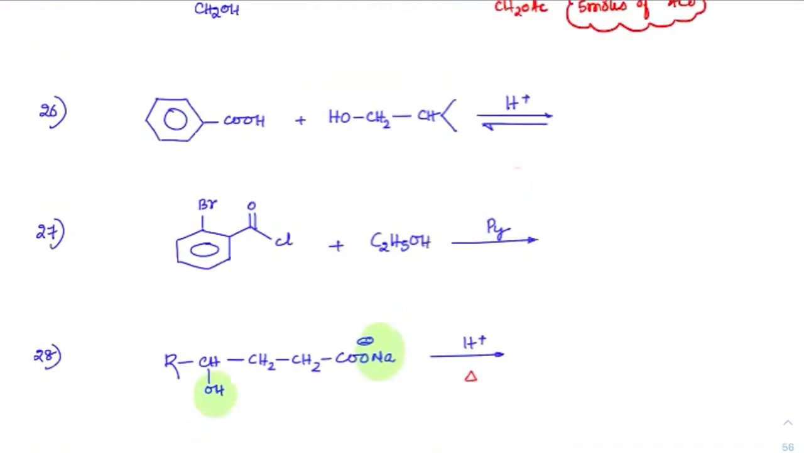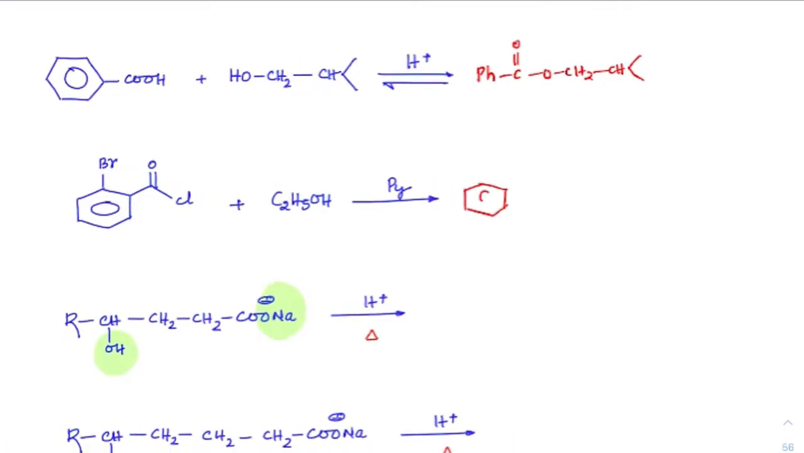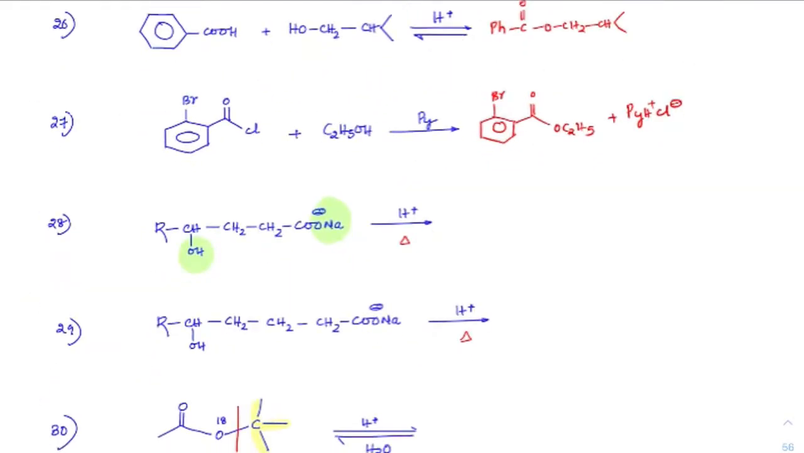Now benzoic acid and this same thing, we will have esterification here. So we will have Ph, C double bond O, O, CH2, CH3, and this will be the product. In the presence of pyridine, the reaction will move in the forward direction and it will become an irreversible reaction. So we get bromine and then double bond O, OC2H5, plus pyridinium chloride. This is what you will have. Chloride, got it?